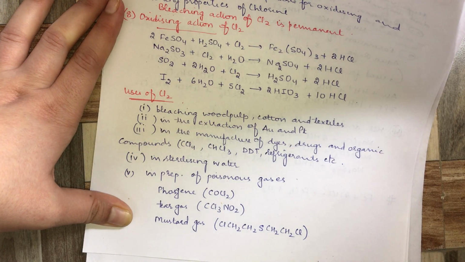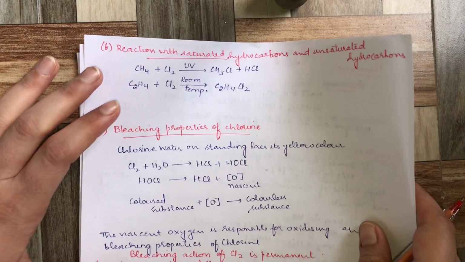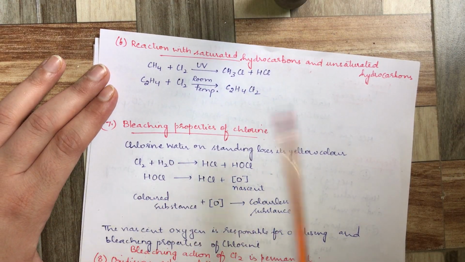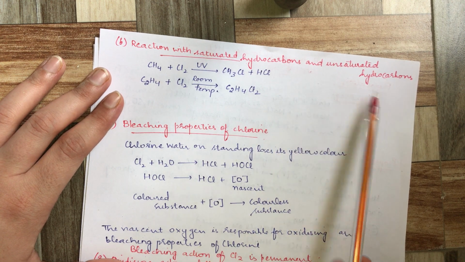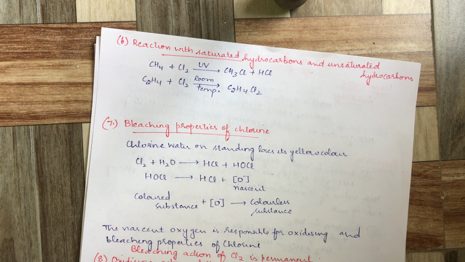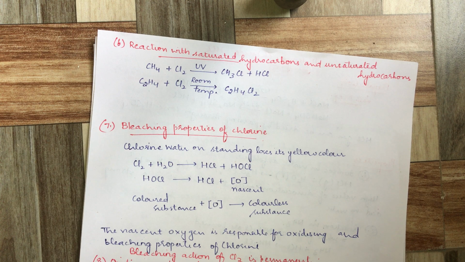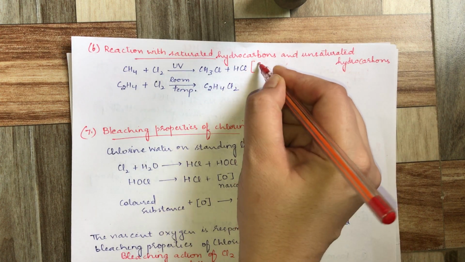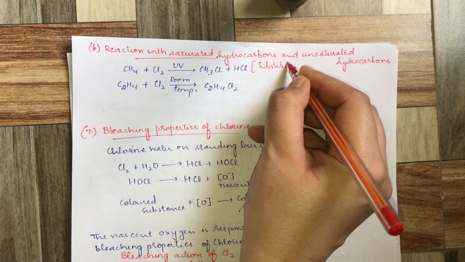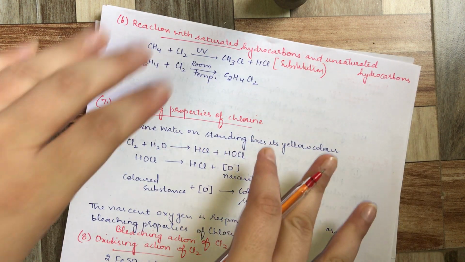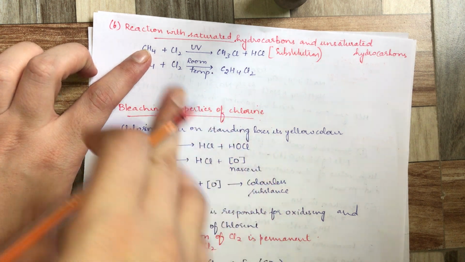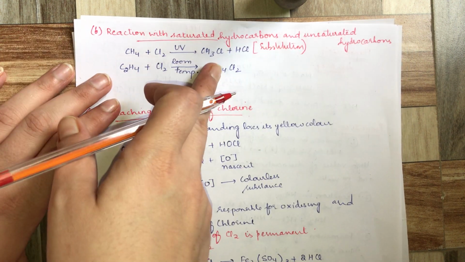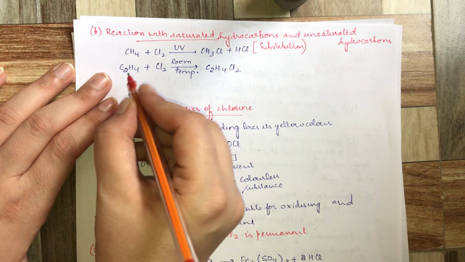Right? So now let's talk about its reaction with the hydrocarbons and unsaturated hydrocarbons. If it is a saturated hydrocarbon, meaning no double or triple bond, chlorine forms a substituted product, that is, substitution will take place, meaning one hydrogen will be replaced by chlorine. So CH3Cl will be formed.